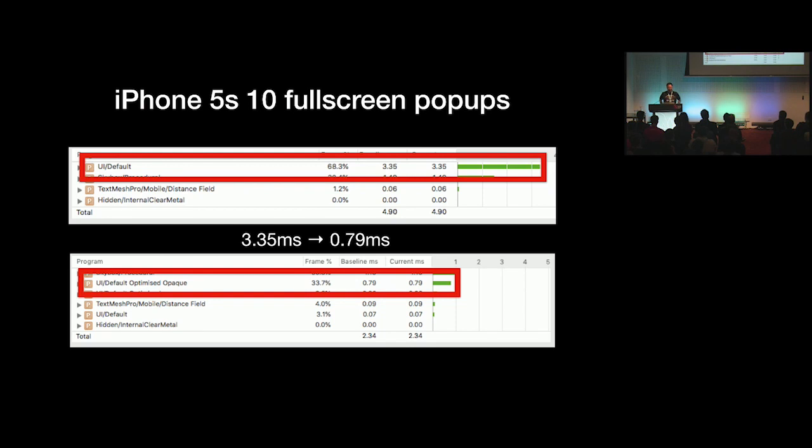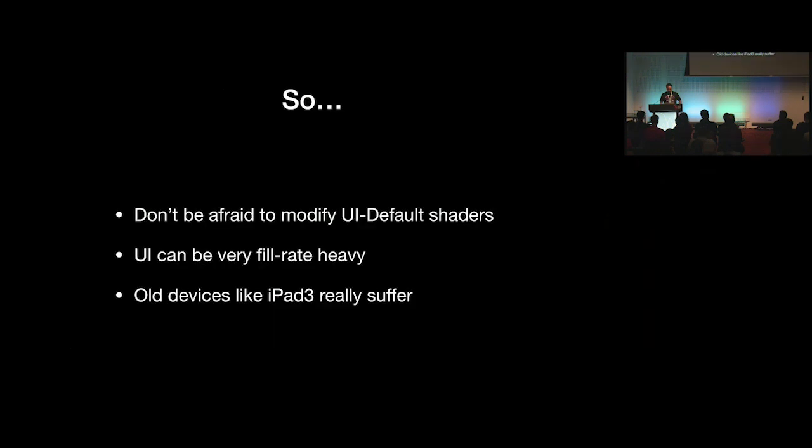So I did a test on iPhone 5S, 10 full screen pop-ups, and we can see it went from 3.35 milliseconds down to 0.9 milliseconds. So I think the results will be actually a lot better on things like iPad 3. So don't be afraid to modify UI default shaders because you don't know what Unity is sticking in there. Unity usually gives you everything inside of the shader and often features you don't need.